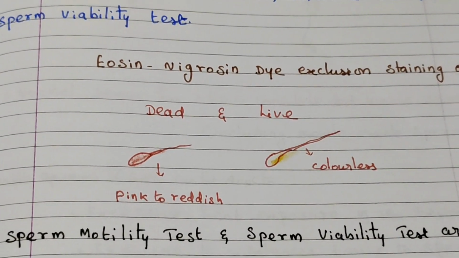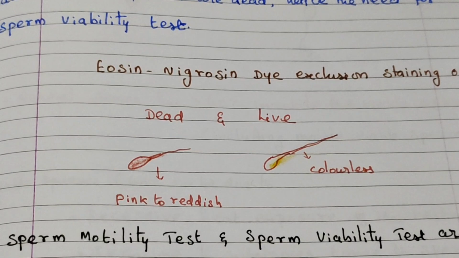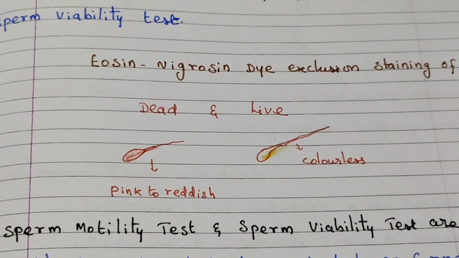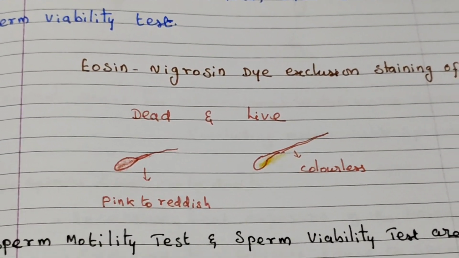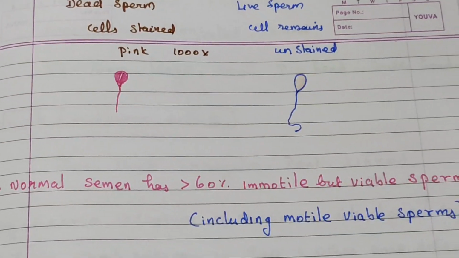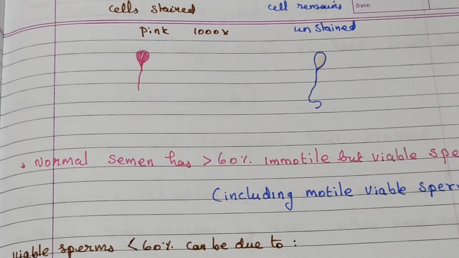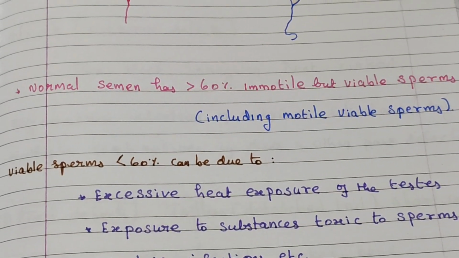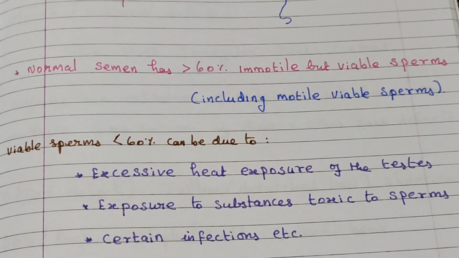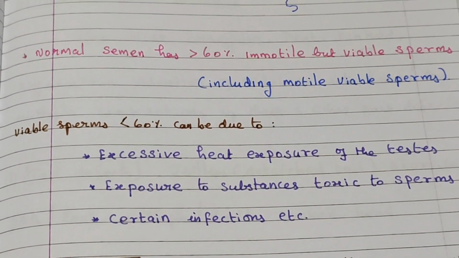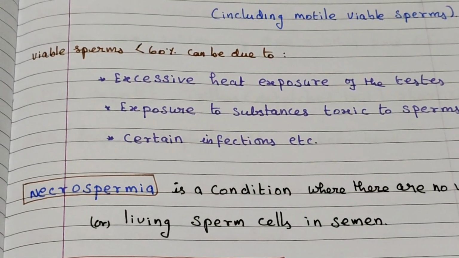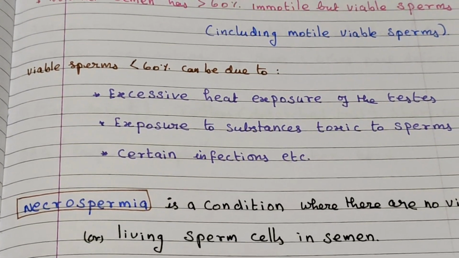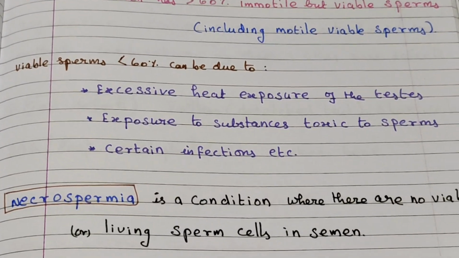Normal semen contains more than 60% viable sperm, including immotile but viable sperm. Viable sperm below 60% can be caused by excessive heat exposure of the testes, exposure to certain substances that are toxic to sperm, or some infection, etc. Necrospermia is a condition where there are no viable or living sperm cells in the semen.